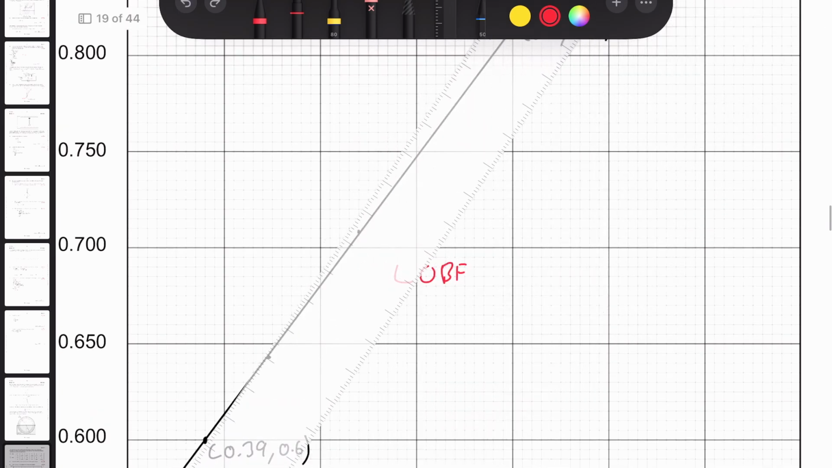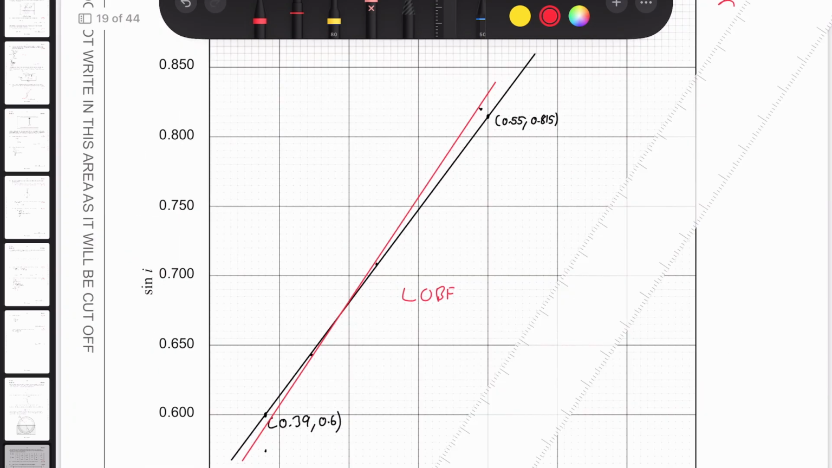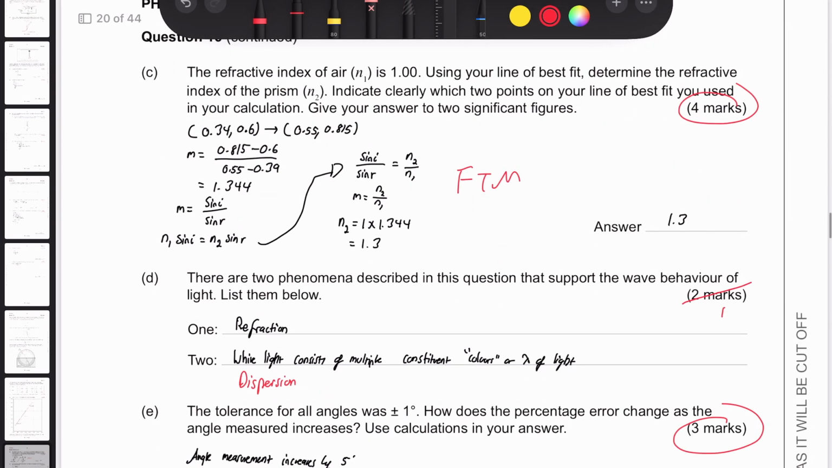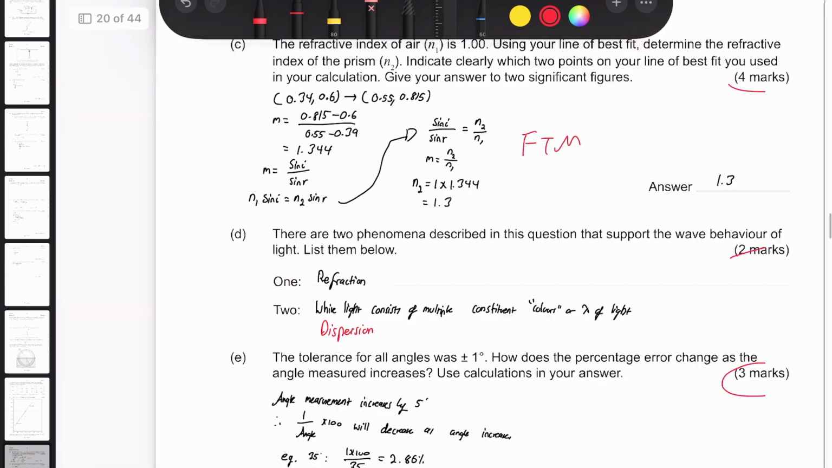Maybe not there, maybe something like this. But yeah, anyway, the line of best fit just had to be steeper. Something like that, because the gradient was like 1.52 to 1.53 or something. So the gradient should have been 1.3, but I gave myself follow through marks.